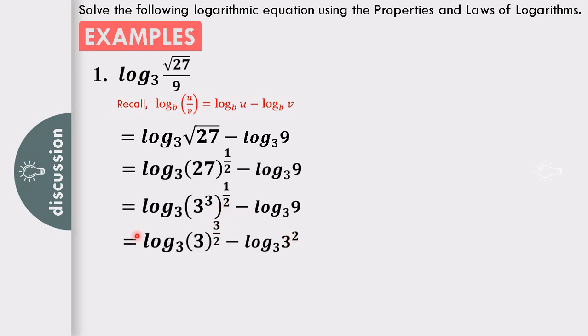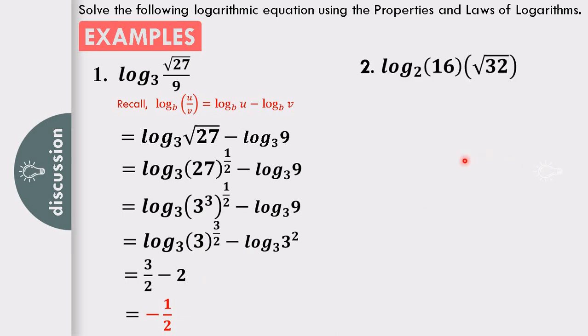Then multiply. So we have logarithm of 3 raised to 3 over 2 to the base 3 subtracted by logarithm of 3 raised to 2 to the base 3. So the final answer is 3 over 2 minus 2, which leads us to negative 1/2.